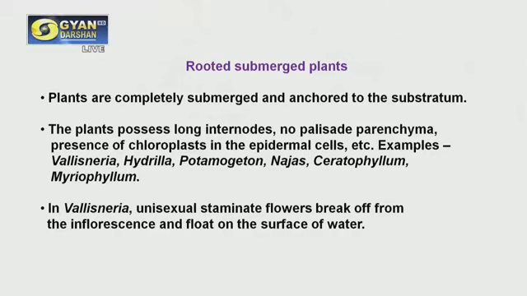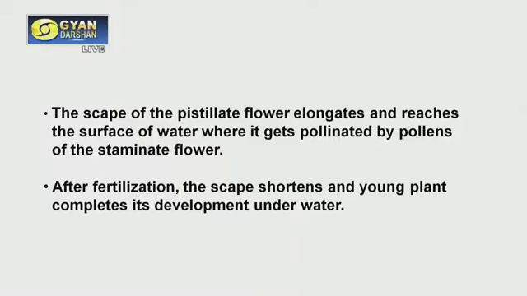The pollination mechanism here is that the staminate flowers break off and float on the water surface, so that the anthers are accessible, and the scape of the pistillate flower elongates and reaches the water surface, and then there is pollination because the pollen is available on the water surface. Then after fertilization, the scape shortens and the young plant completes its development underwater. So the further development after pollination is below the water surface.